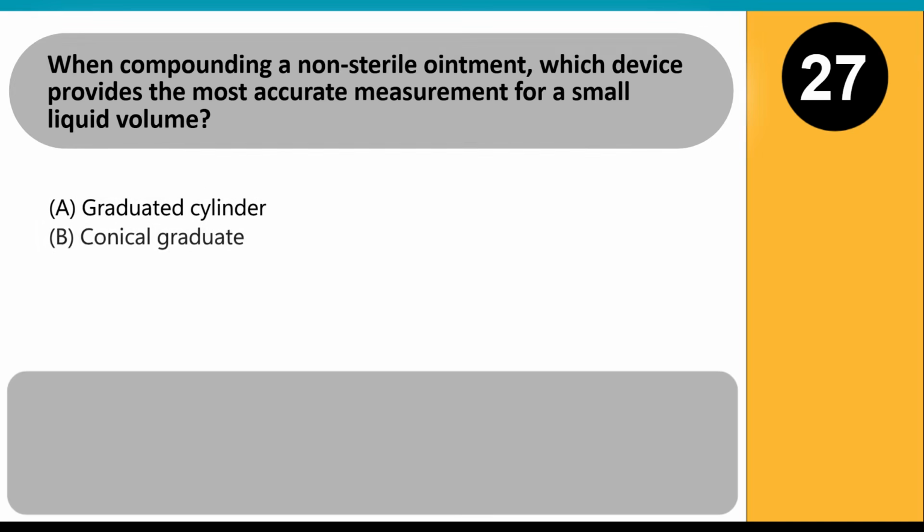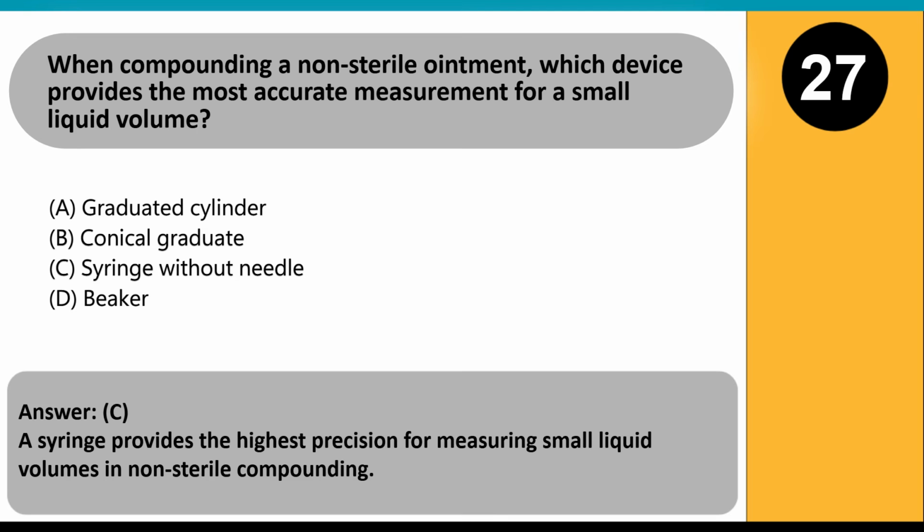When compounding a non-sterile ointment, which device provides the most accurate measurement for a small liquid volume? A. Graduated cylinder. B. Conical graduate. C. Syringe without needle. D. Beaker. Answer C. A syringe provides the highest precision for measuring small liquid volumes in non-sterile compounding.